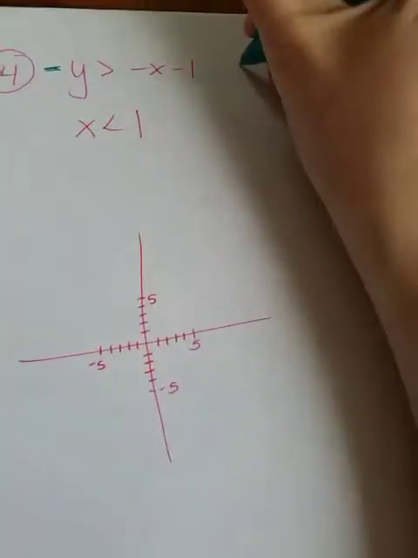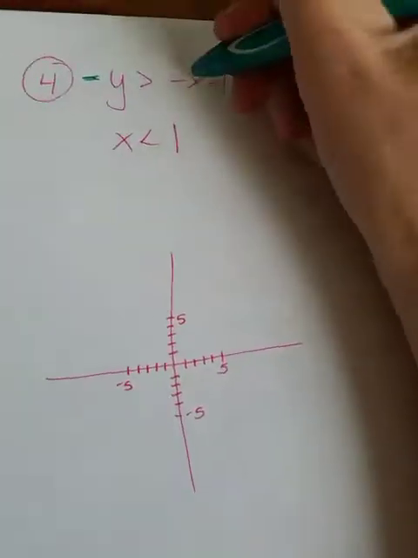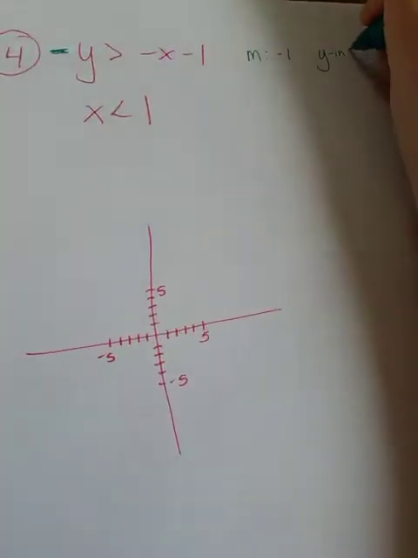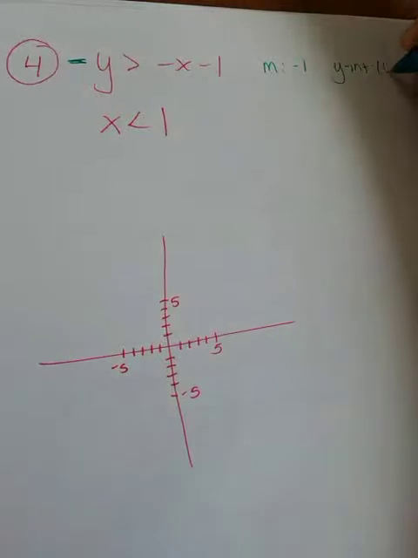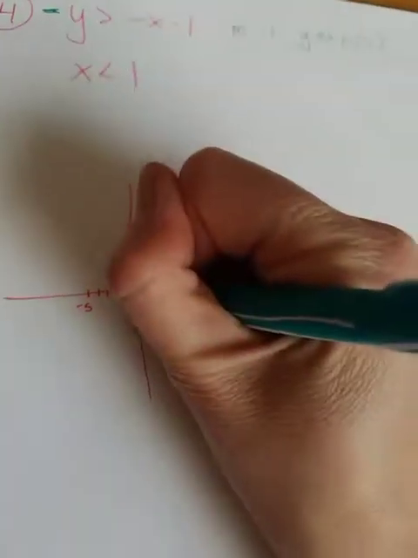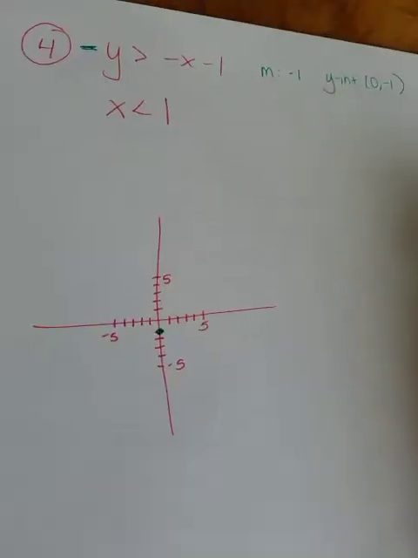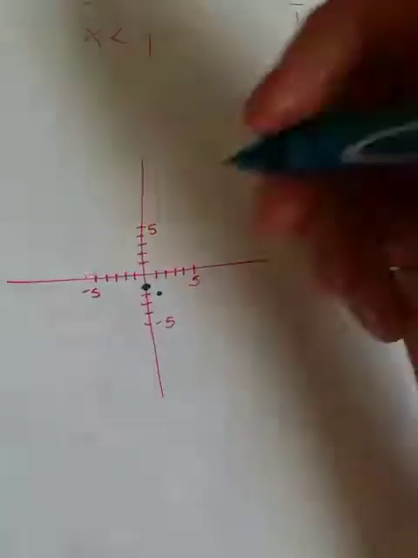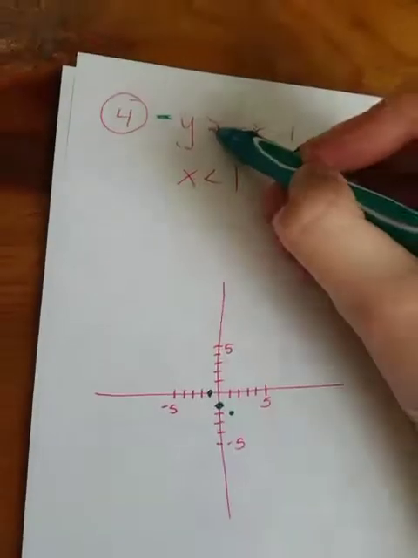So your first one, it's still in slope-intercept form. Your slope is -1 because it's the number in front of x. That's a -1x. And your y-intercept, your b, is -1, so your y-intercept is at (0, -1). So there's my y-intercept. If you need to write the slope over 1, you can. So that would be down 1 and to the right 1. You could also go up 1 and to the left 1. It's greater than, so it's going to be dotted.